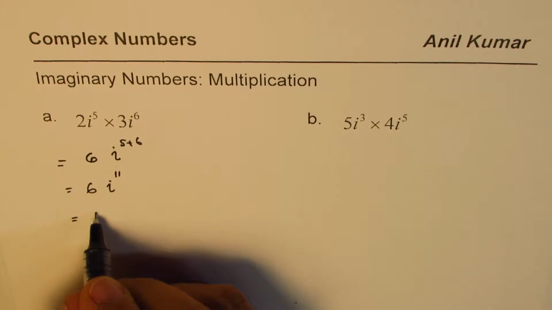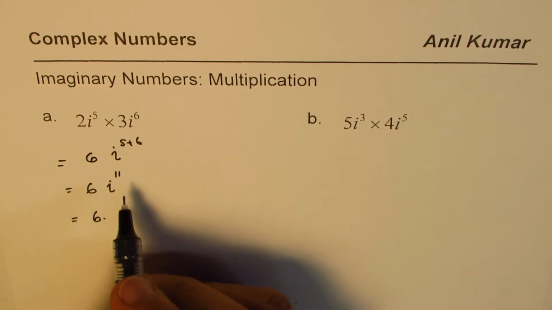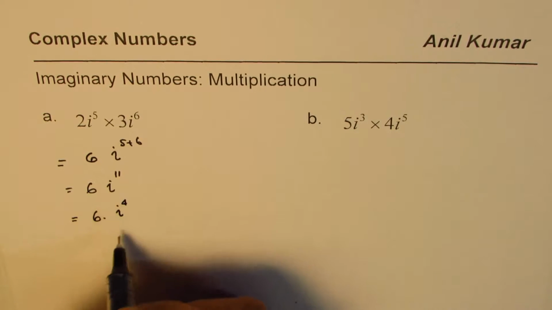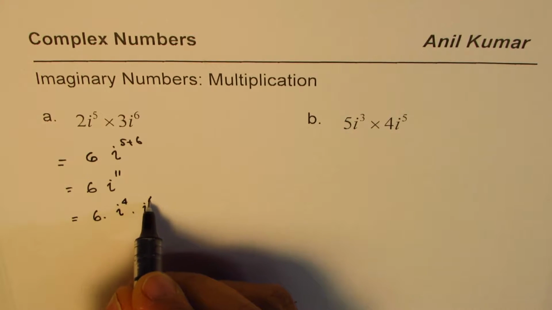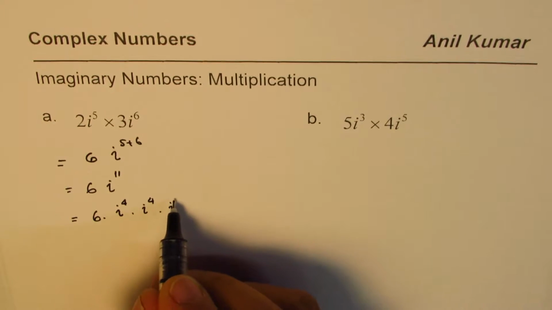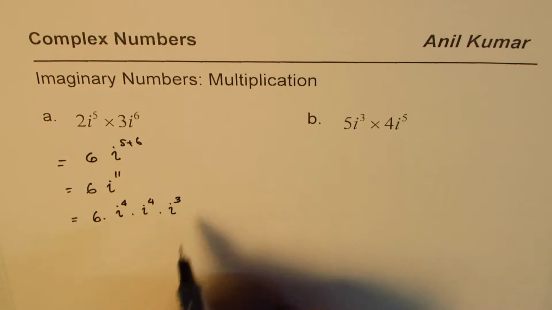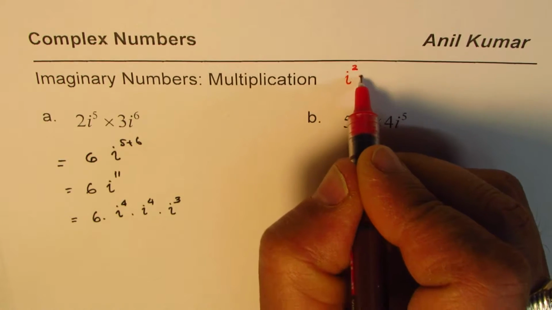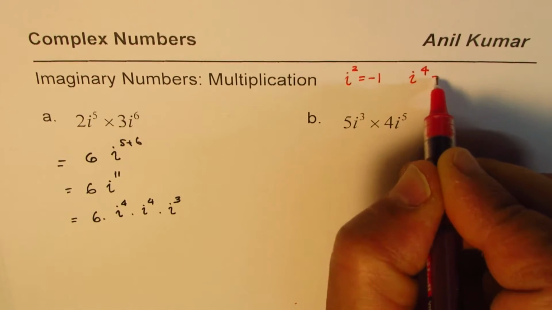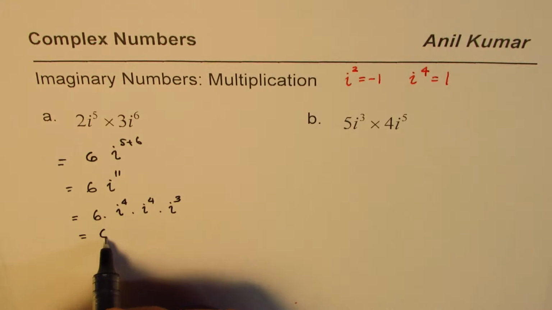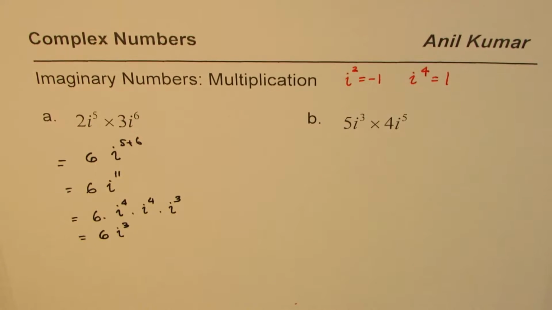We could write 6 times i to the power of 11 as i to the power of 4, which is 1, i to the power of 4, which is 1 again, and then i cubed. This is how you could write it. Why are we writing i to the power of 4? We know i squared is minus 1, so i to the power of 4 is 1. It helps, right? So it could be written as 6i cubed.